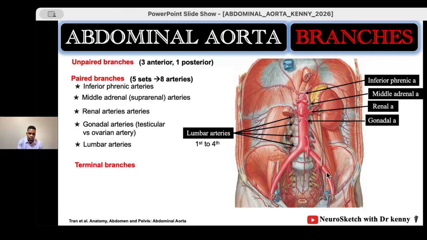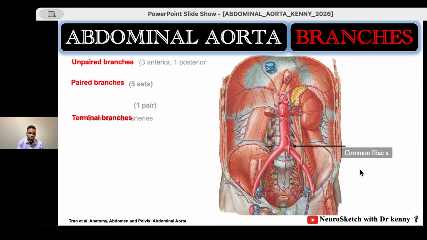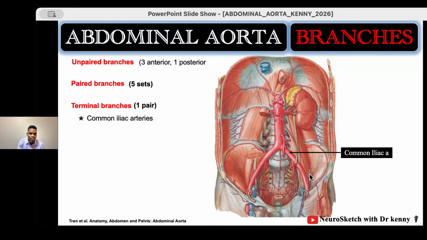Okay, are you ready now to discuss the terminal branches of the abdominal aorta? We have one pair, 2 terminal branches of the abdominal aorta, and they are called the common iliac arteries. So we have the left common iliac artery and the right common iliac artery. These are the branches of the abdominal aorta.